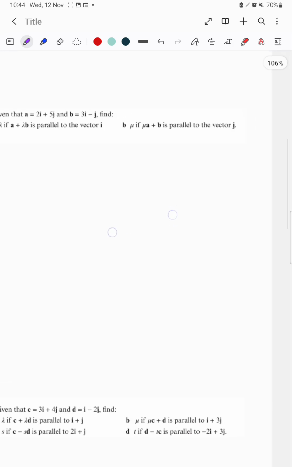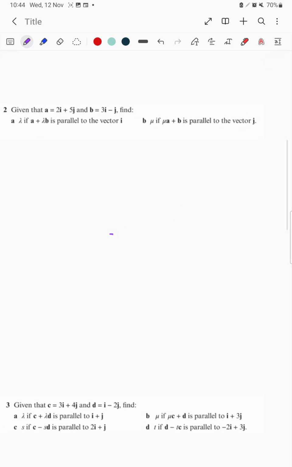Now we have the second question. Given that a is equal to 2i plus 5j and b is 3i minus j, find lambda if a plus lambda b is parallel to vector i. If a vector is parallel to the i vector, that means its j component will be 0. And if a vector is parallel to the y-axis, that is the j component, then its i component will be 0. So this is the trick we are going to apply in this question.